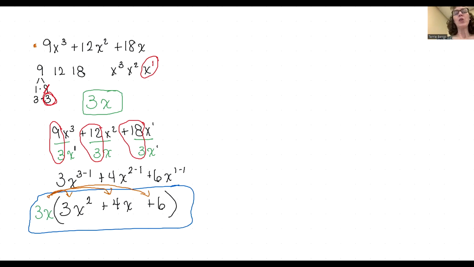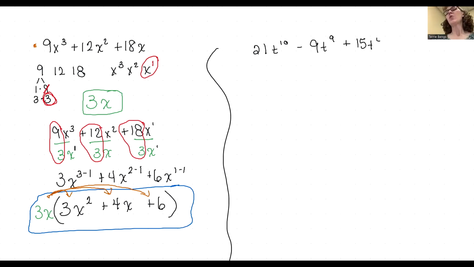All right, so let's do one more problem here. This time we're going to have 21t to the 10 minus 9t to the 9 plus 15t to the 4. Okay, and so we're going to start out with this just like we did with the other one. We're going to separate, put our numbers on one side and our variables on the other side. Okay, so we always start with our smallest number, which is our 9. And we've already factored that before, so we're just going to write down what our factor is there.